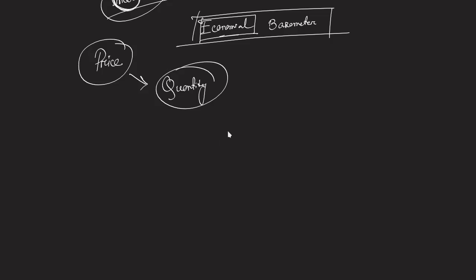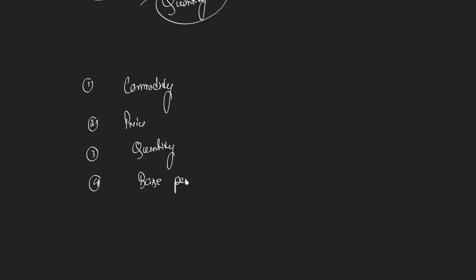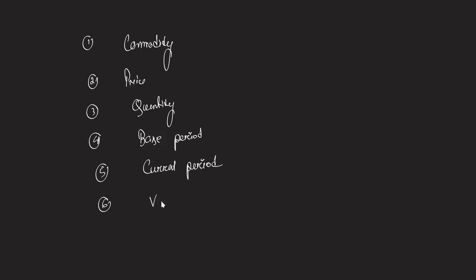We will use a few terms very frequently here. One of them is called commodity. Next is price. Number 3 is quantity. Number 4 is base period, right? Number 5 is current period, right? And last is value.